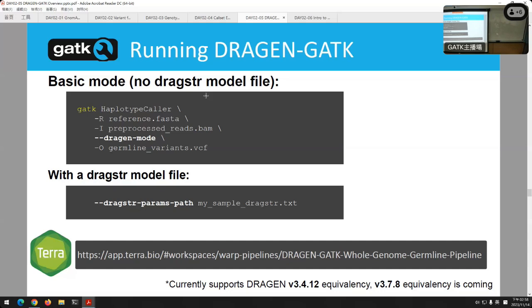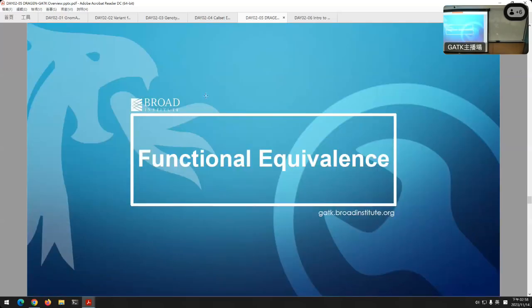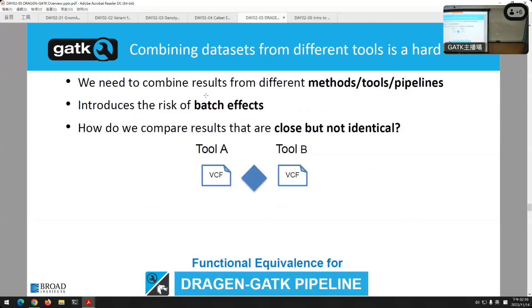So 3.7.8 isn't here yet, but 3.7.8 equivalency is coming. Now, I say equivalency. It's worth asking what we define that. What does it mean to say we're kind of equivalent to it? Because we're not exactly equivalent to it. Dragon GTK is just not byte identical to Dragon. It's hard. They're written in different software. Some of it's in hardware in Dragon. They're not exactly equivalent. But the question is, what's good enough?